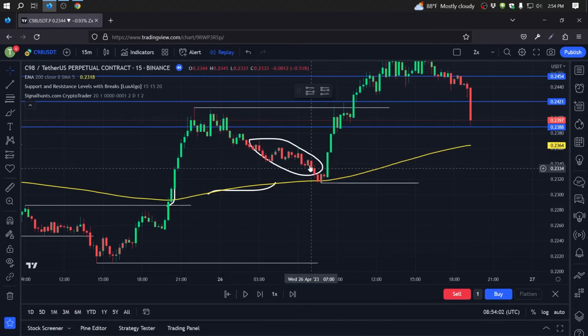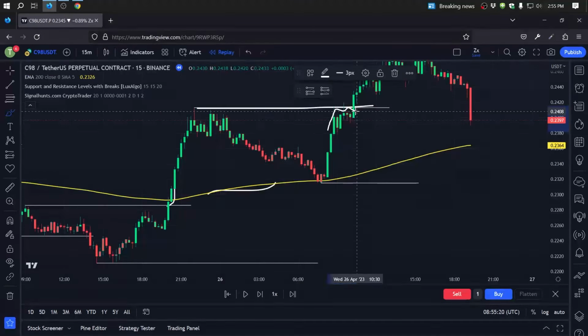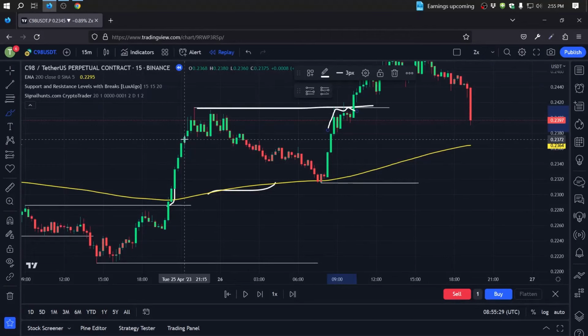But you have to remember another thing. You can see here a strong support level. If the price rejects from the support level and the Crypto Trader gives us a red signal, we will exit our trade, otherwise the trade will also fail. So now let's see how we can generate a sell signal.